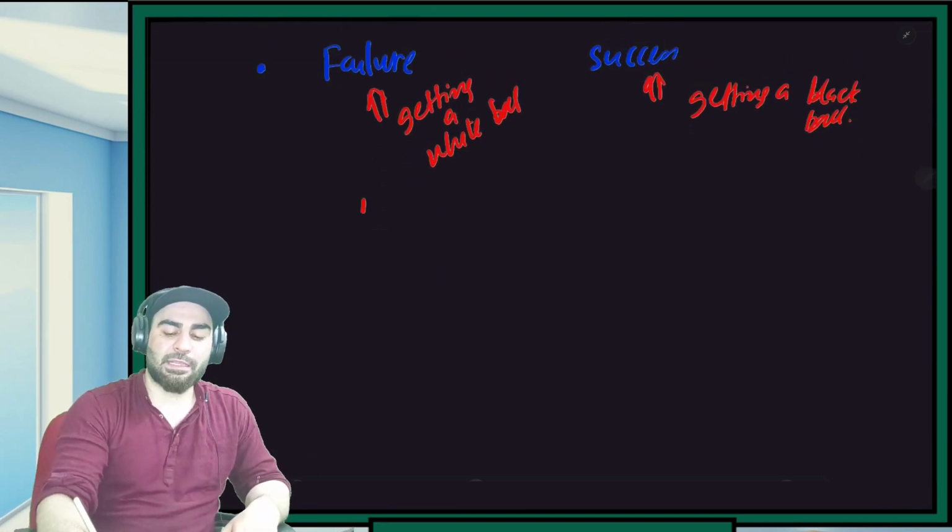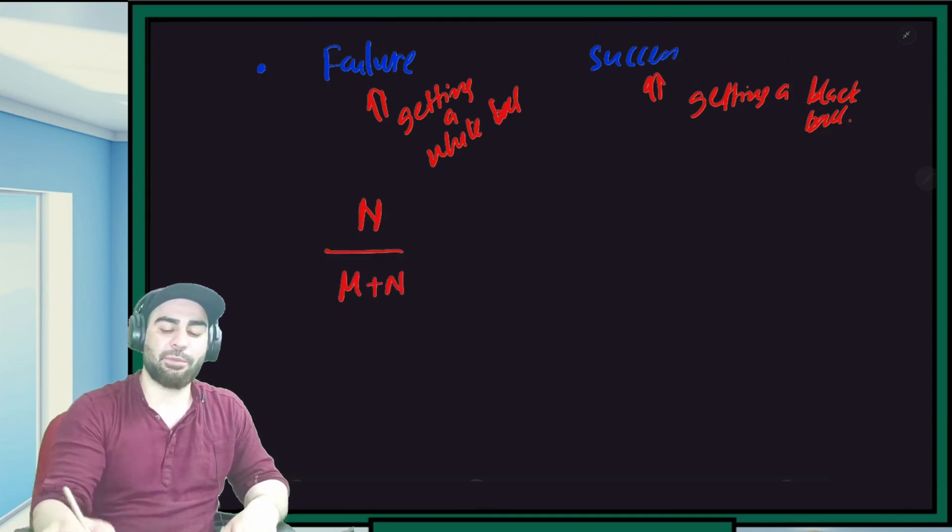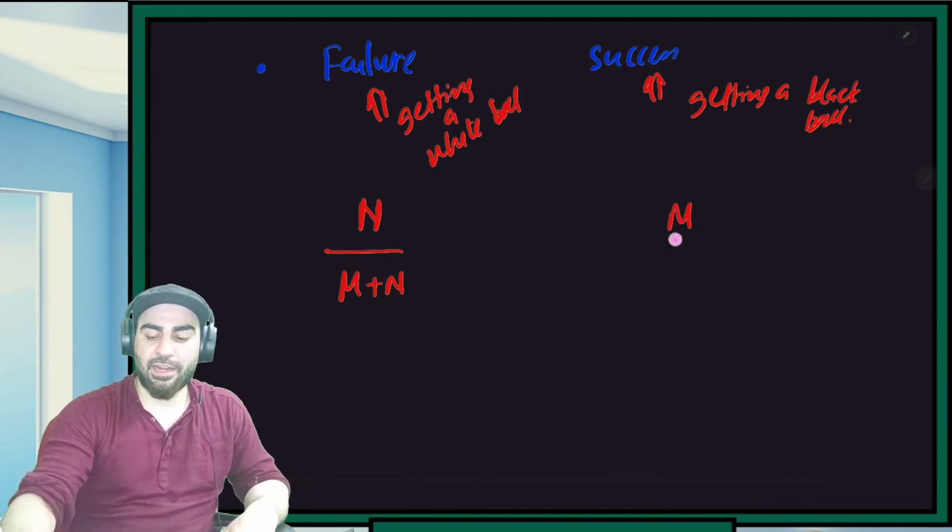The failure probability is, let's suppose I have n of these white balls. In total, I have m plus n balls. So this is the failure probability, because these are my total cases. These are my favorable cases. Success probability is m divided by m plus n.